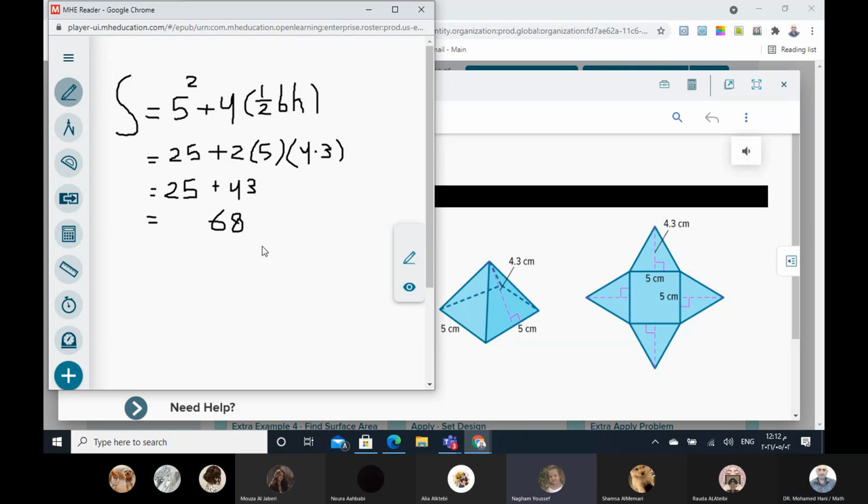Centimeter squared. Okay, who has any question here?